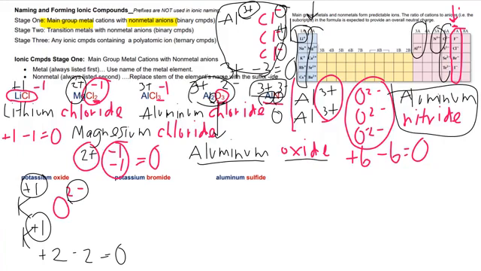So this compound would be written K2O for potassium oxide. And again, remember that this compound does not have any pluses or minuses in it.